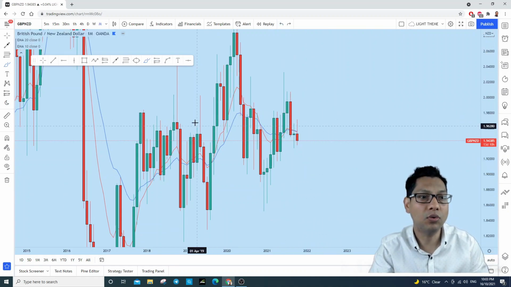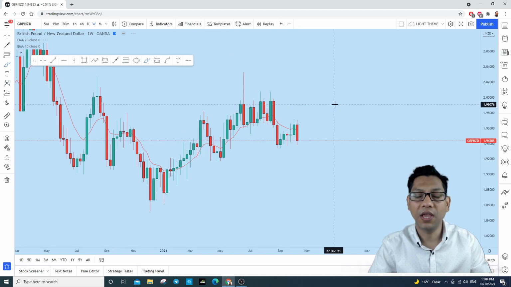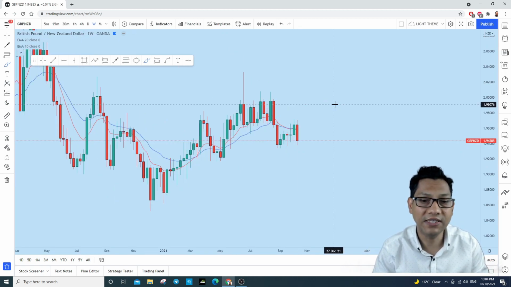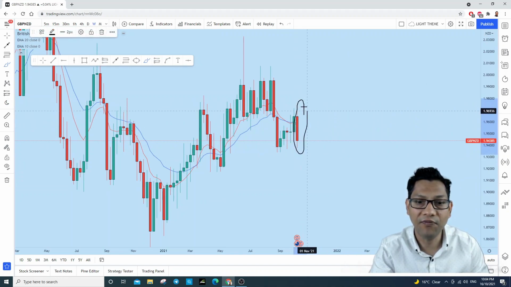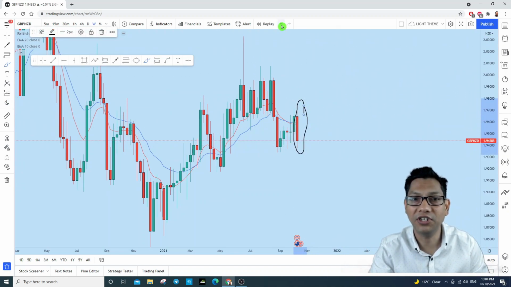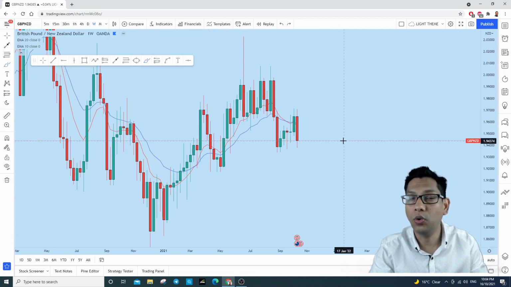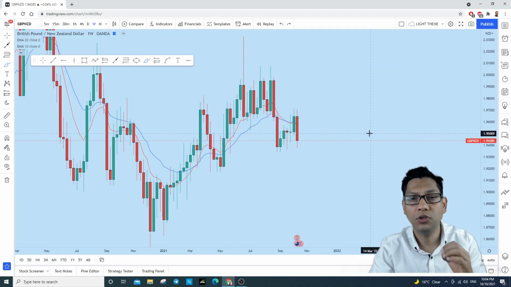Now let's go down to the weekly time frame to see how we can trade this instrument. As you can see on the weekly, this week also we see a significant strong bearish engulfer. So this is a bearish engulfer, and from here we can expect a drop to the downside.